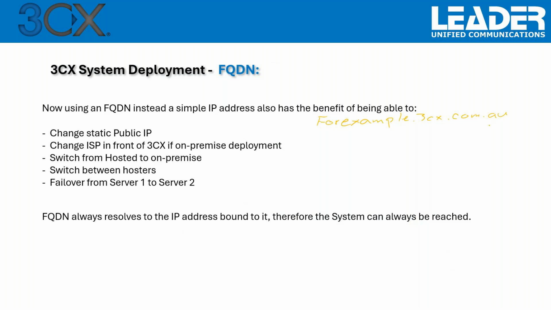Or we have in New Zealand, I think in New Zealand it's NZ, and then for the UK it's co.uk, and then for USA it's .com. In Germany, it's .de and so on. And that's when we use a 3CX domain. But of course, you can use your own domain.